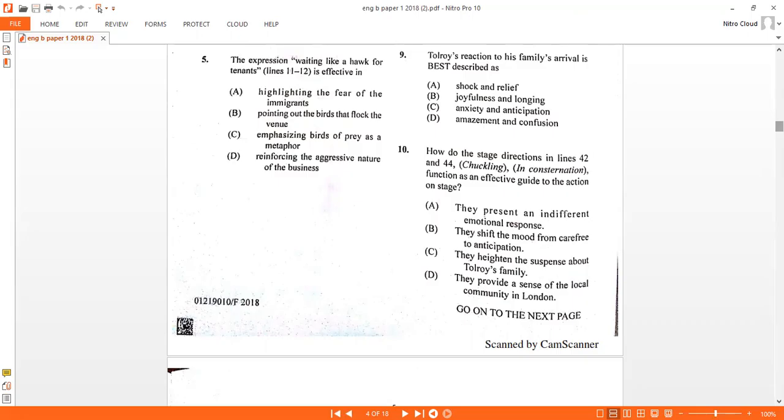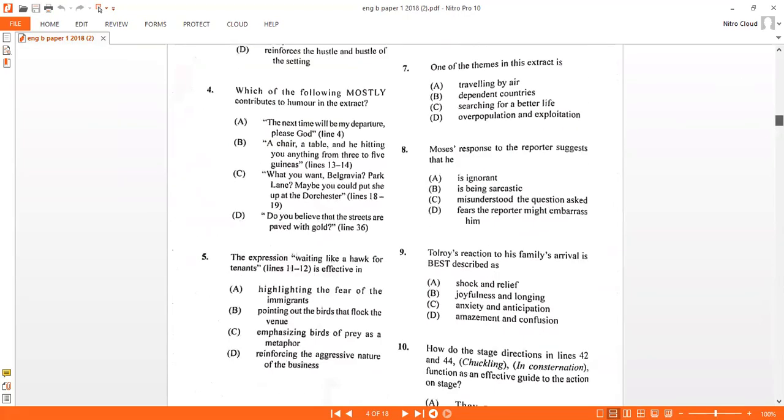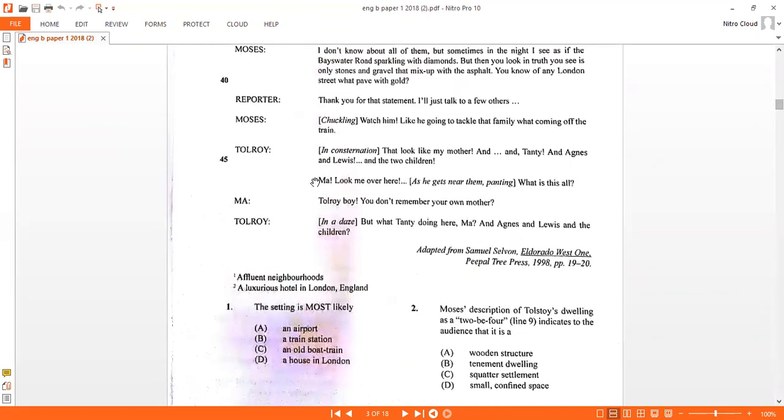C says anxiety and anticipation. He probably was anxious for them to come, and this is why he kept looking for the boat train to show up. But anticipation, that does not best show his reaction. So while one word could work, the other one does not really tie in. Now, the last option is D, amazement and confusion. Now, if we look at line 45, it says "in consternation."